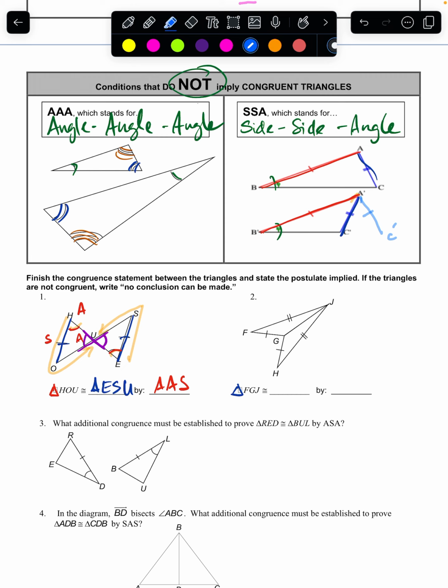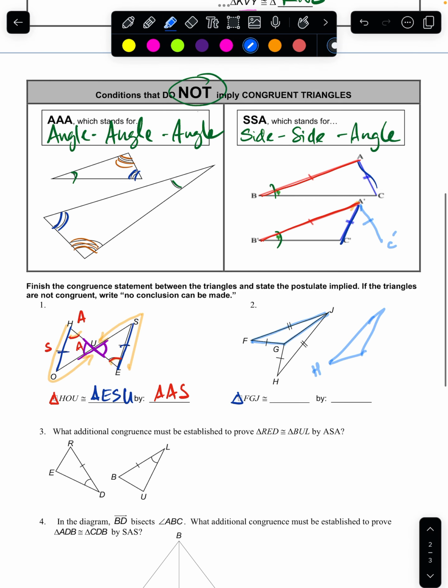First triangle here is FGJ. Yeah, FGJ. That is one triangle. And notice that the other triangle here, triangle GHJ, is actually a reflection of FGJ along GJ. So I can actually rewrite this. Let's rewrite this as this right here. And I'm going to say this is my H. This is my J still, and this is my G.